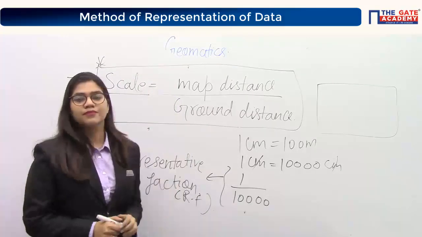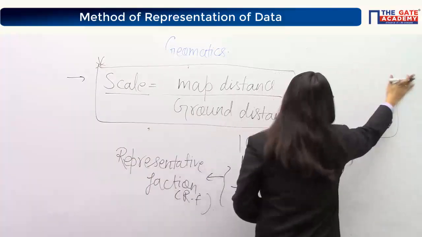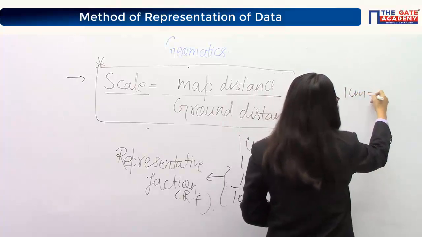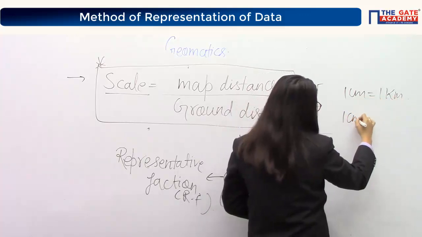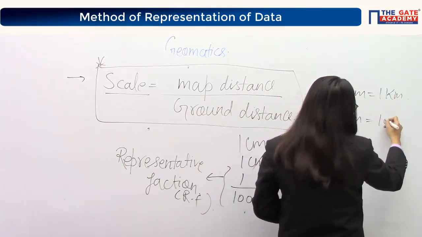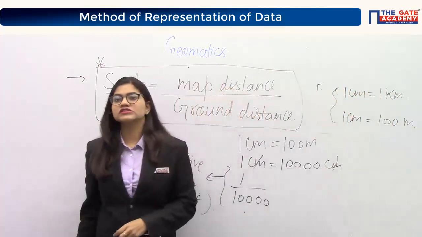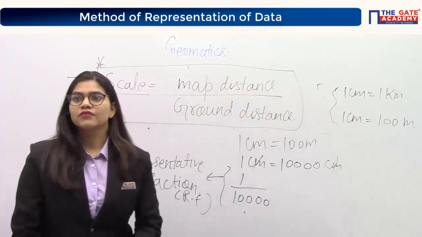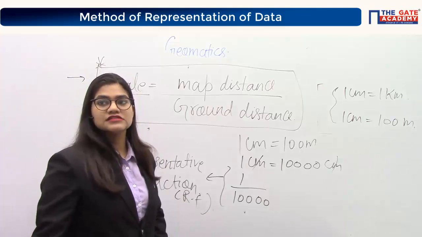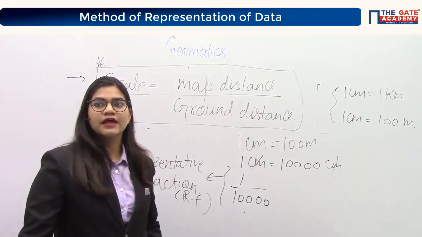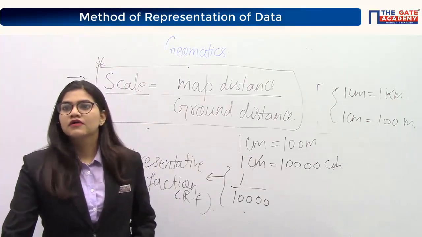Just note it down. And before noting it down, tell me one thing. 1 centimeter is representing 1 kilometer, and 1 centimeter is representing 100 meter. Which scale is larger and which scale is smaller? First is smaller.